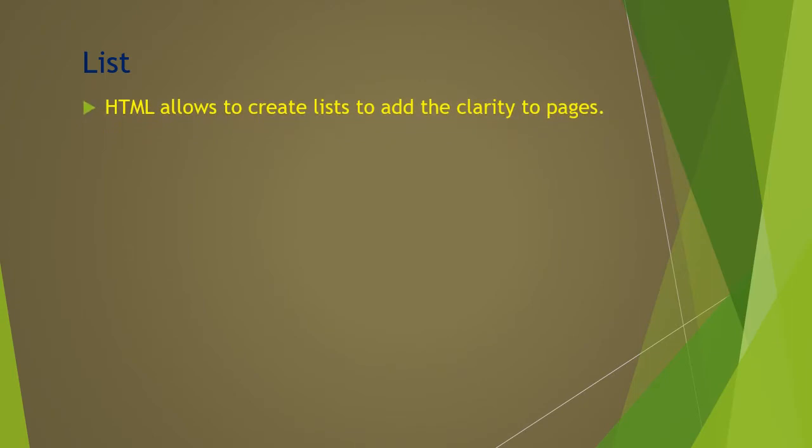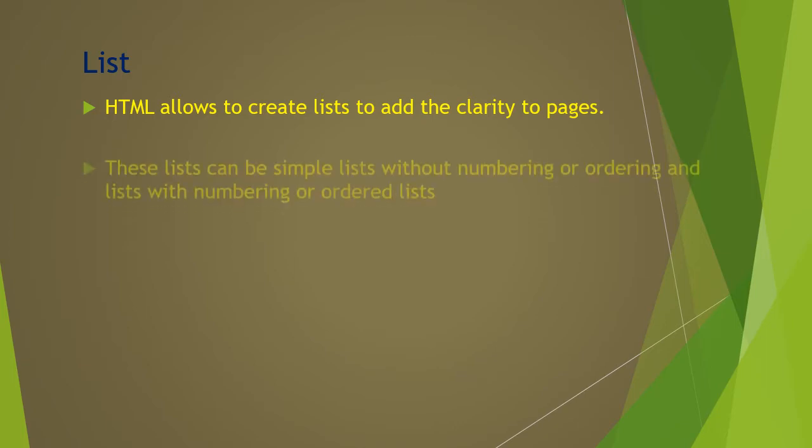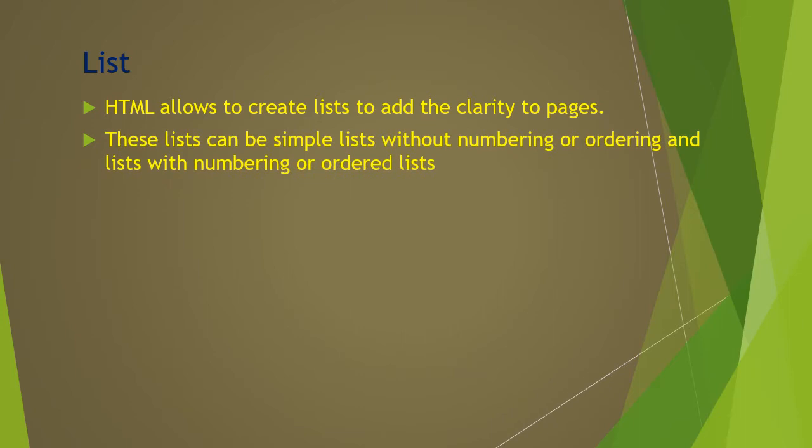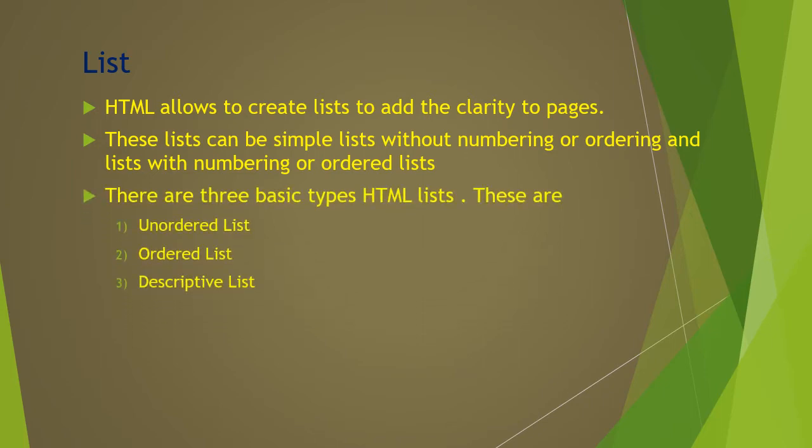Before starting the practical of list, we will understand what a list is. HTML allows us to create a list to add clarity to pages. These lists can be simple lists without numbering or ordering, and lists with numbering, or ordered lists. So there are three basic types of HTML list: unordered list, ordered list, and descriptive list.